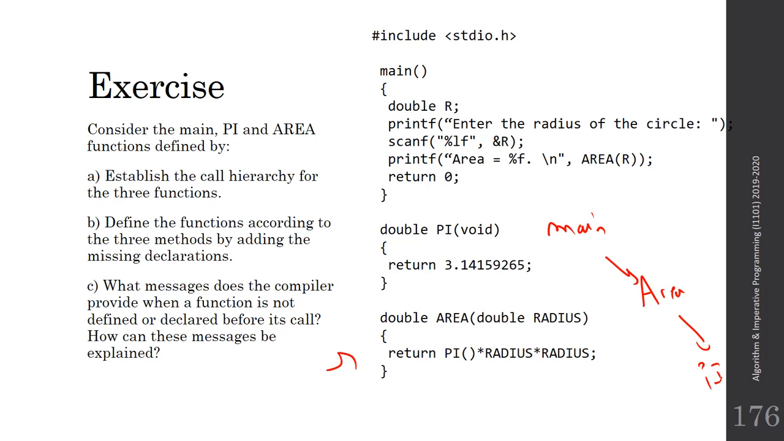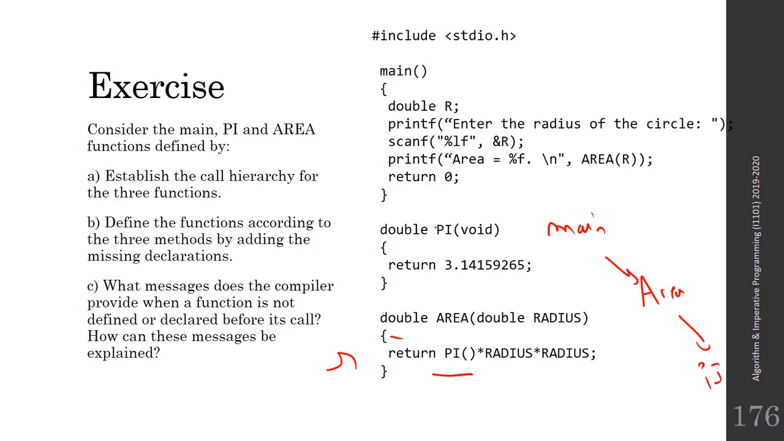Define the functions according to the three methods by adding the missing declaration. So we're doing the top-down, either with the local or global declaration, or the bottom-up. Here we have the main at the top, and then the functions, so we will have a top-down. So we need to declare the functions. If I keep the same code, as you can see, I have pi here. There's no need to place the prototype here because it's already encountered.